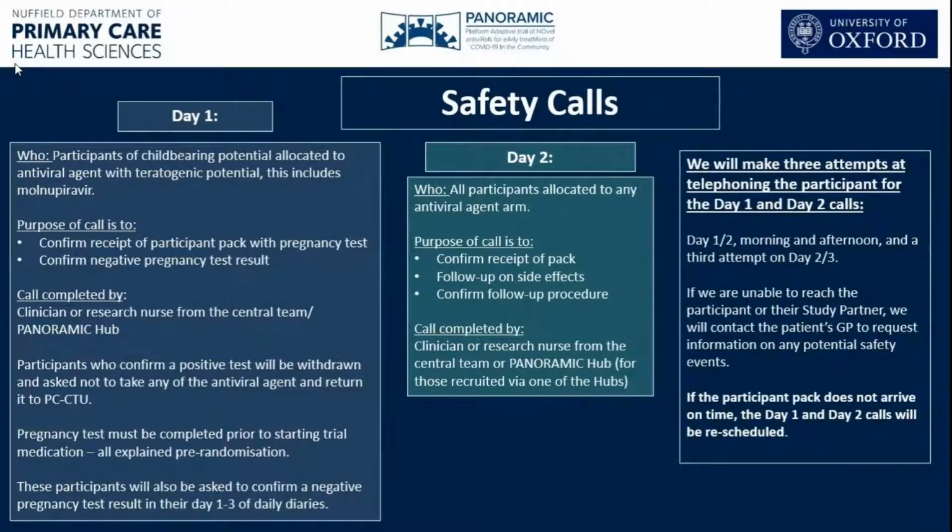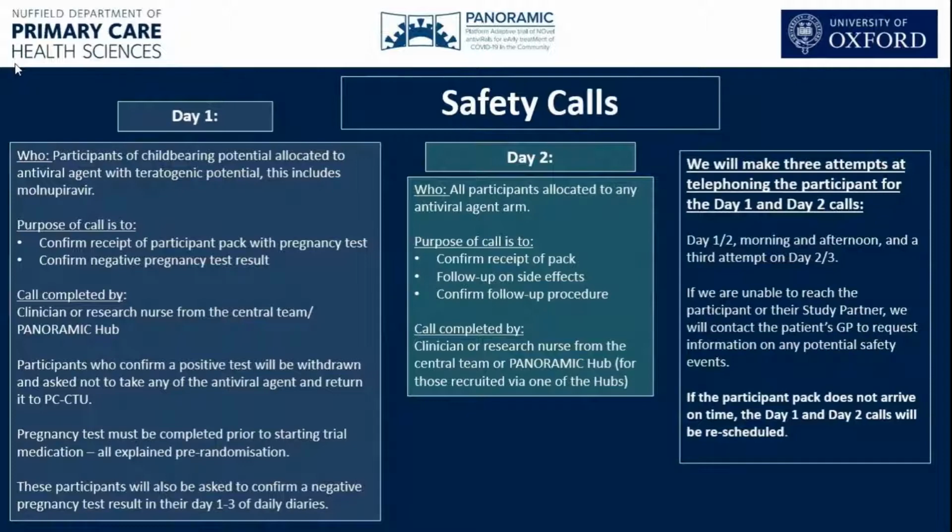All participants randomised to the IMP will have a safety call on day 1 and day 2. Day 1 safety calls will only be for participants of childbearing potential, and that's those who are allocated to an antiviral agent with teratogenic potential, and this includes the molnupiravir. The purpose of the call is to confirm receipt of the pack with the pregnancy test and also confirm a negative pregnancy test result. The call will need to be completed by a clinician or research nurse from either the central team or the PANORAMIC hub.